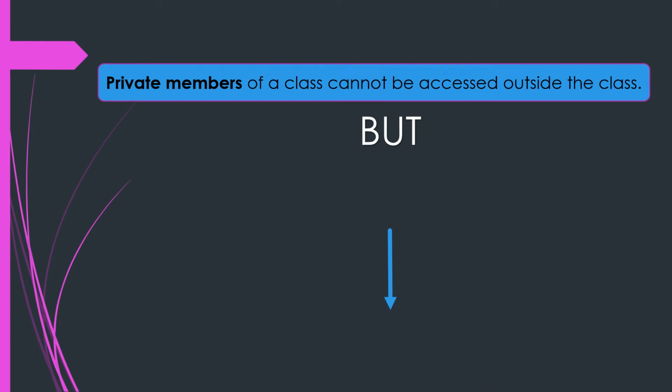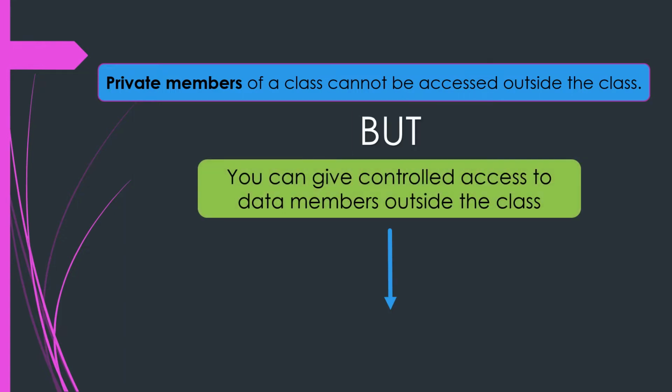Now, we have discussed that private members of a class cannot be accessed outside the class. But is it necessary that if they are not accessible, then you cannot have any control? You can give controlled access to data members outside the class. Now, you may be confused that right now I have denied that you can access them, and right now I am saying that you can give controlled access. So you can read carefully. I have mentioned here controlled access, and here what I have said is cannot be accessed.